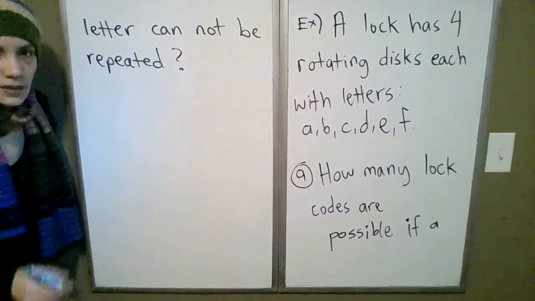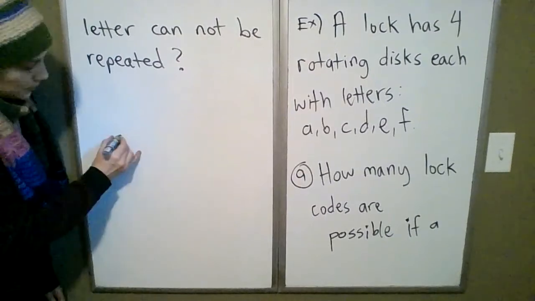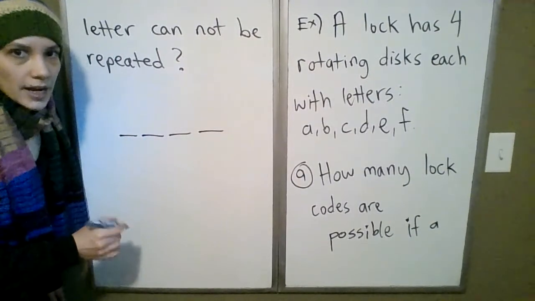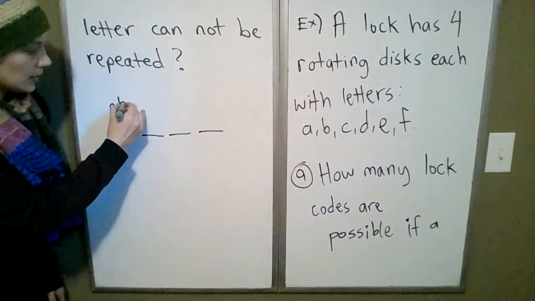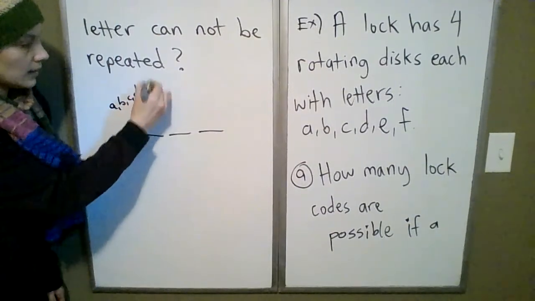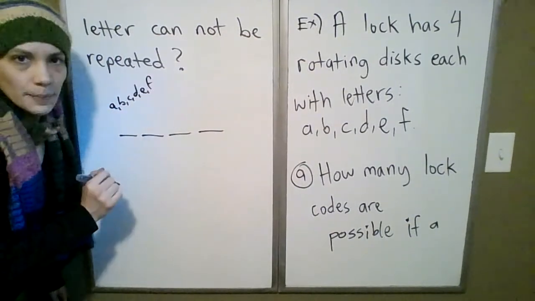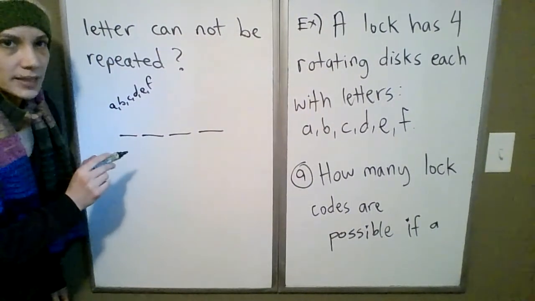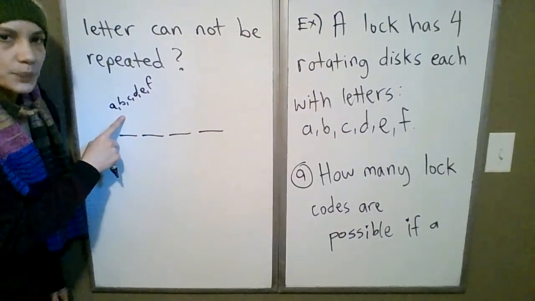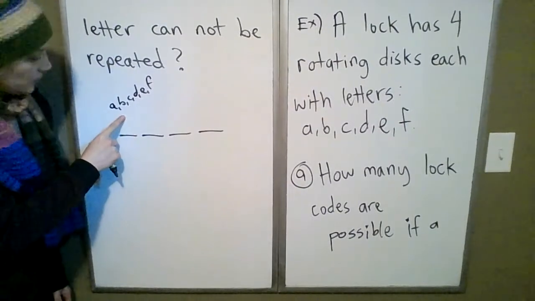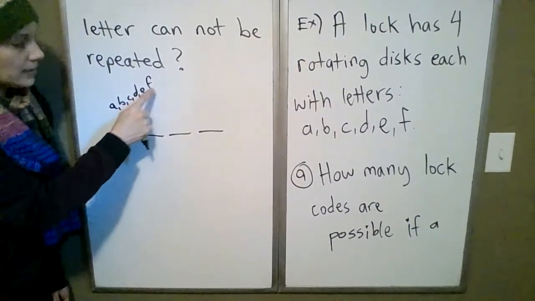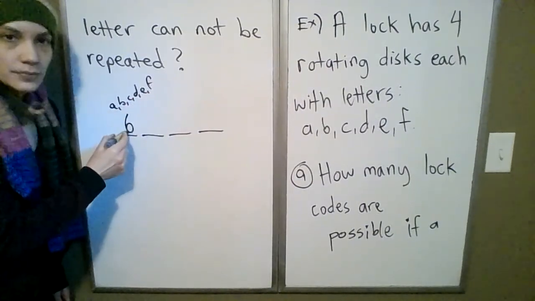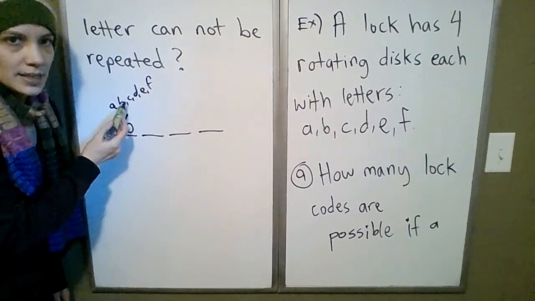Okay. So you've got 4 discs. 1, 2, 3, 4. Each has the letters A, B, C, D, E, F. How many codes are possible if a letter cannot be repeated? So for the first spot, I have 1, 2, 3, 4, 5, 6 choices, 6 letters to pick from. And then I pick one. Let's say I pick C.